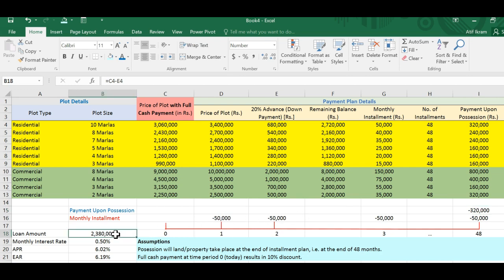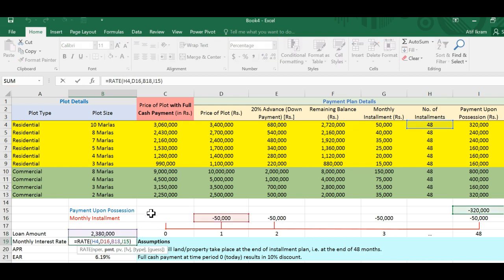Effectively, you are borrowing 2.38 million rupees today. And for that, you are making a payment of 50,000 rupees every month for the next 48 months. And then you're finally going to make a payment of 320,000 rupees as well. If somebody asks you what is effectively the monthly rate that you are paying on borrowing this amount, then this actually is a simple application of the RATE function in Excel, which I've discussed in a separate video altogether. So I'm not going to bore you with that.